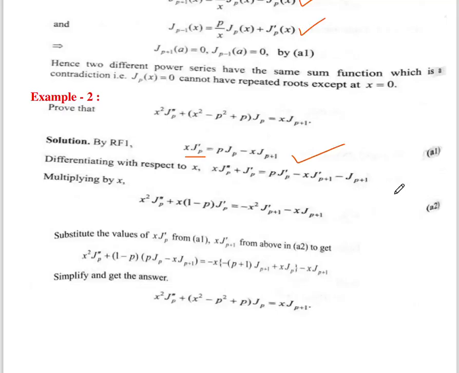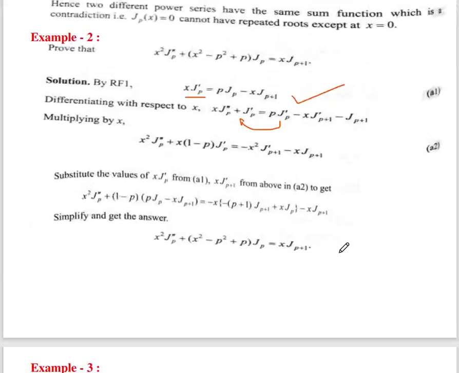Okay. Now we will multiply x on both sides. So this can be written as x square J double dash p plus x. Here we will transfer J_p to this side. Then we take J_p dash as common, that is (1 minus p) J dash p equal to, and the right-hand side will be only minus x square J dash p plus 1, and this minus x J_p plus 1.